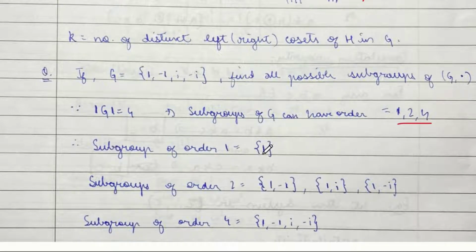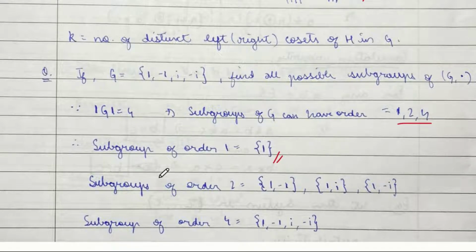So a subgroup of order 1 can only be {1} because 1 is the identity element and it satisfies all the other properties required to be a subgroup, because 1 dot 1 will give 1 and the inverse of 1 is also 1, therefore it is a subgroup.